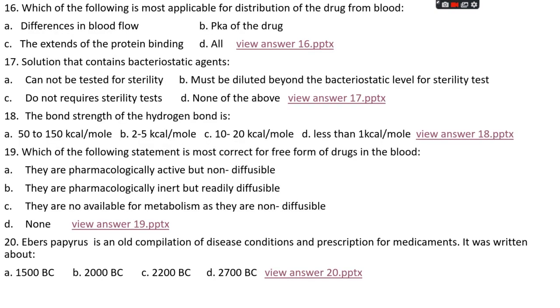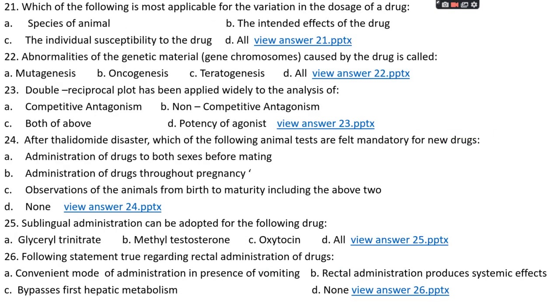Okay. Question number 21. Which of the following is most applicable for the variation in the doses of the drugs? Option A, species of animal. Option B, the intended effect of the drugs. Option C, the individual susceptibility to the drugs. Option D, all. The right answer is option D, that is all.